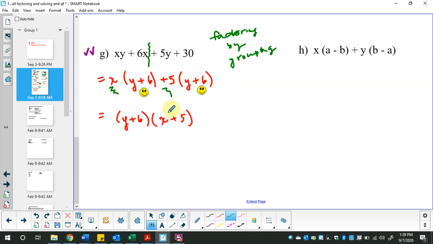And you're done. So if you FOILed this out, so if you did y times x, it'd be xy, and y times 5 is the 5y, and 6 times x is the 6x, and 6 times 5 is the 30, you would end up with the original question, maybe in a slightly different order, but that is still okay. And that's kind of the point of factoring, is to make as many brackets as you possibly can, to make multiples.